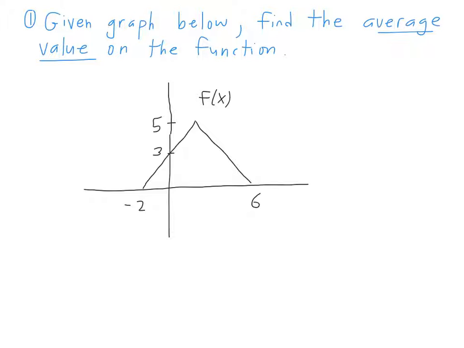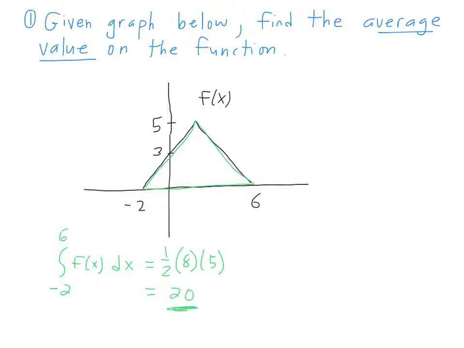Let's start by finding the exact area underneath this curve between negative 2 and 6. So we're talking about a definite integral from negative 2 to 6 of f of x dx. It's a triangle, and we know that the area of a triangle is simply 1/2 base times height. The base would be 8, the distance between negative 2 and 6. The height would be 5. That is going to give me 20. So 20 is my exact area underneath that curve.